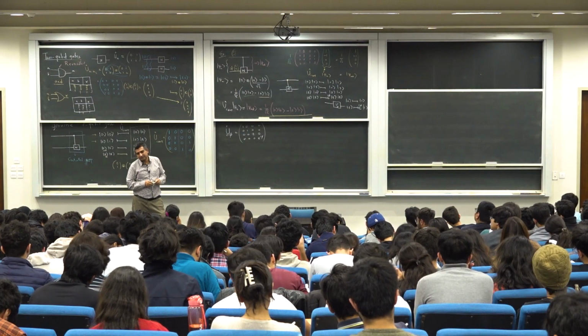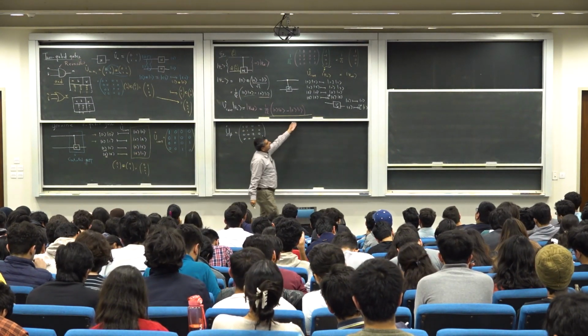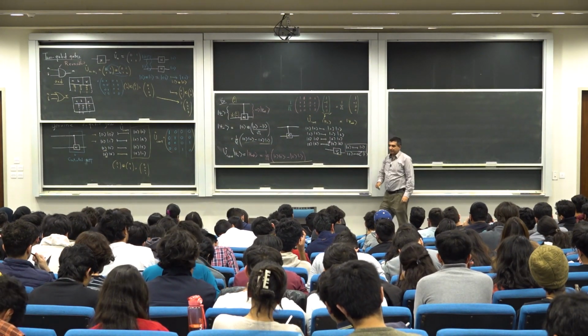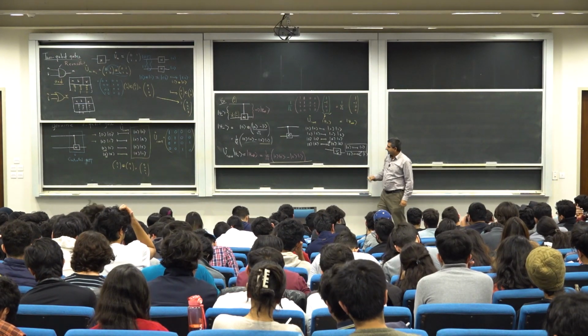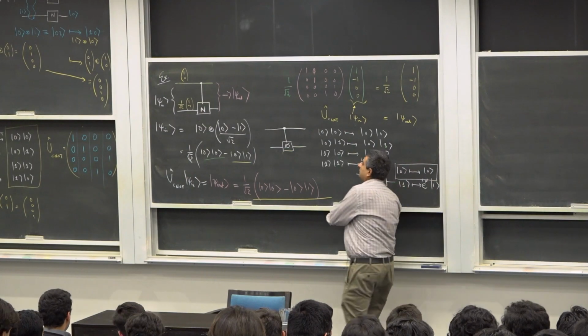Could you explain why the second last one doesn't have that? Because this is how we define a phase gate. Nothing happens to ket 0. If the second qubit is in ket 0, nothing happens. Alright? So, controlled phase gate.